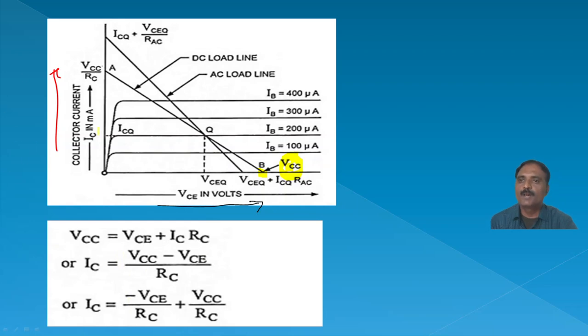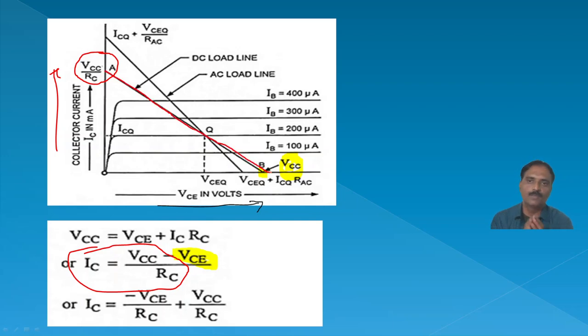Similarly, on the y-axis, the value of VCE will be equal to 0. So if you substitute VCE equal to 0 in this equation, we are going to have IC equal to VCC divided by RC. So this is the point A, at which the magnitude of VCE will be equal to 0. If you join these two points A and B, we are going to get a line which is known as the DC load line.